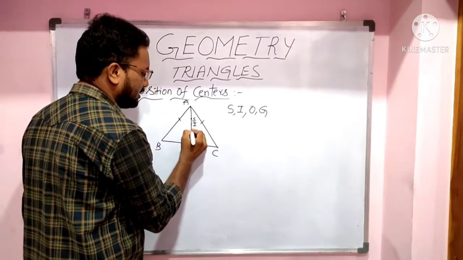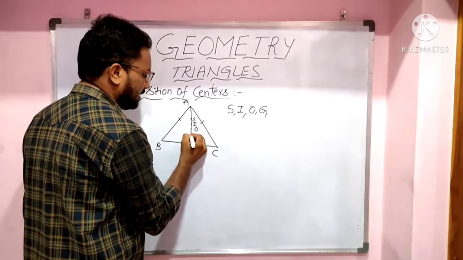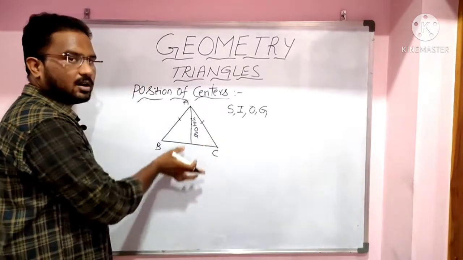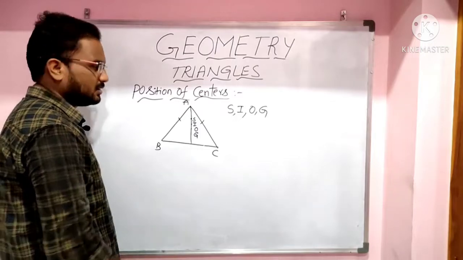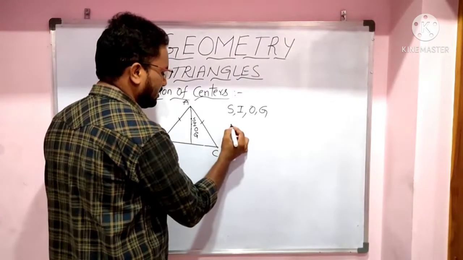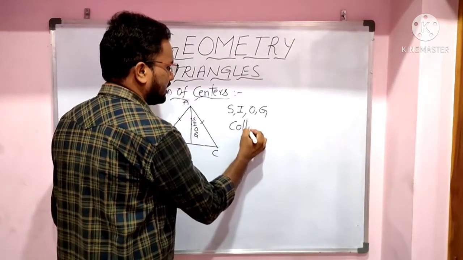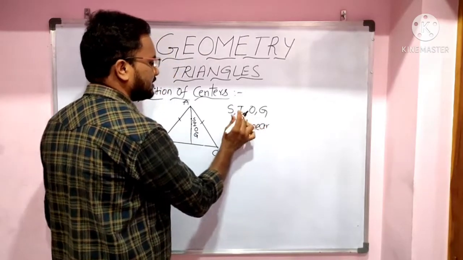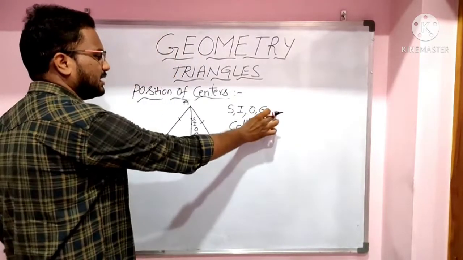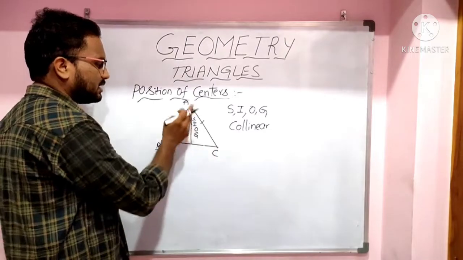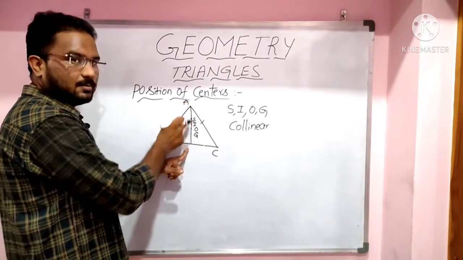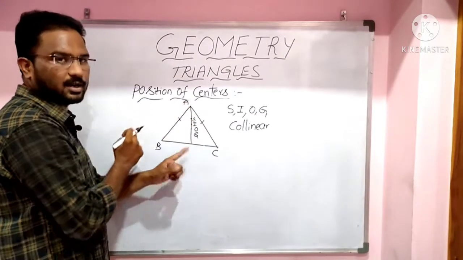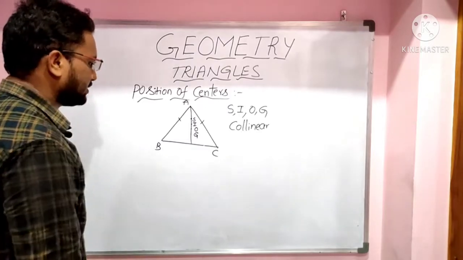Circumcenter, incenter, orthocenter and centroid. They all lie on the same line. In an isosceles triangle, these are all collinear.